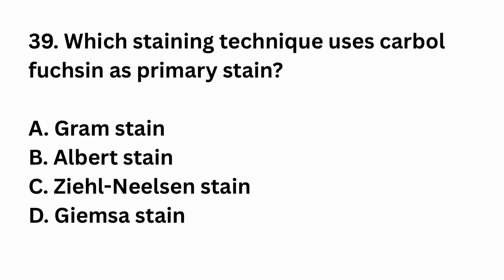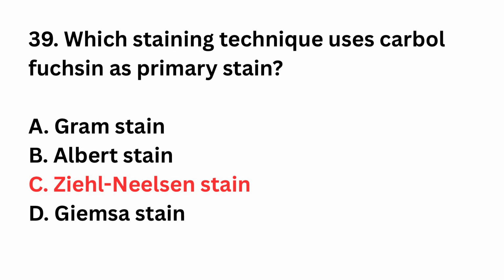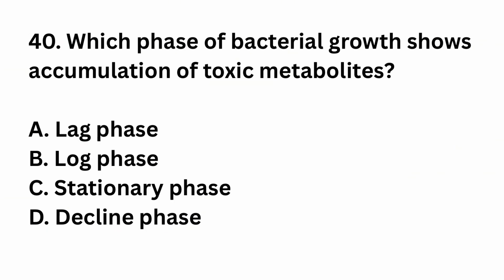Question number 39. Which staining technique uses carbolfuchsin as primary stain? Gram stain, Albert stain, Ziehl-Neelsen stain, Giemsa stain. The right answer is option C, Ziehl-Neelsen stain. Carbolfuchsin stains acid-fast organisms.